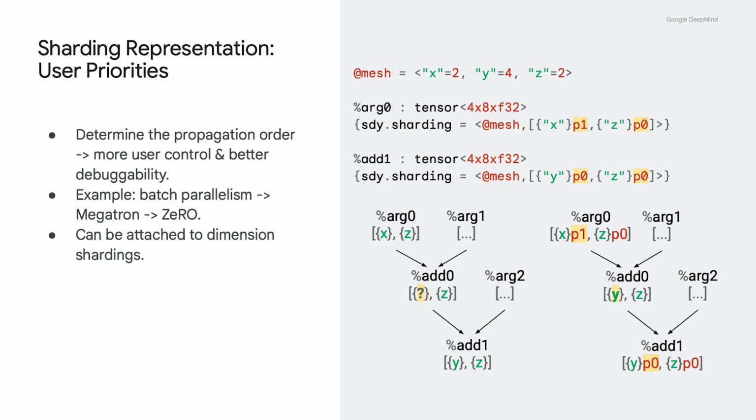And this property is super powerful for users to handle several propagation schedules. A typical example is that we'd like to handle the batch parallelism or the stage parallelism at first, and then the maximum shardings, and finally the zero memory optimizations.